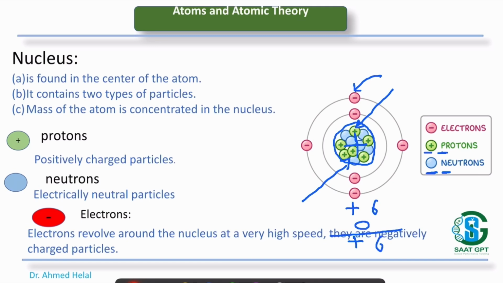I'm going to ask you another question. What is the total net charge of the atom? We have counted protons. We have 6 positive protons. Neutrons are not counted because they have no charge. How about electrons? We have 6 negative electrons. Thus, the charge of the whole atom is 0. It's neutral. It has no charge. Justify: because the number of positive protons is equal to the number of negative electrons.